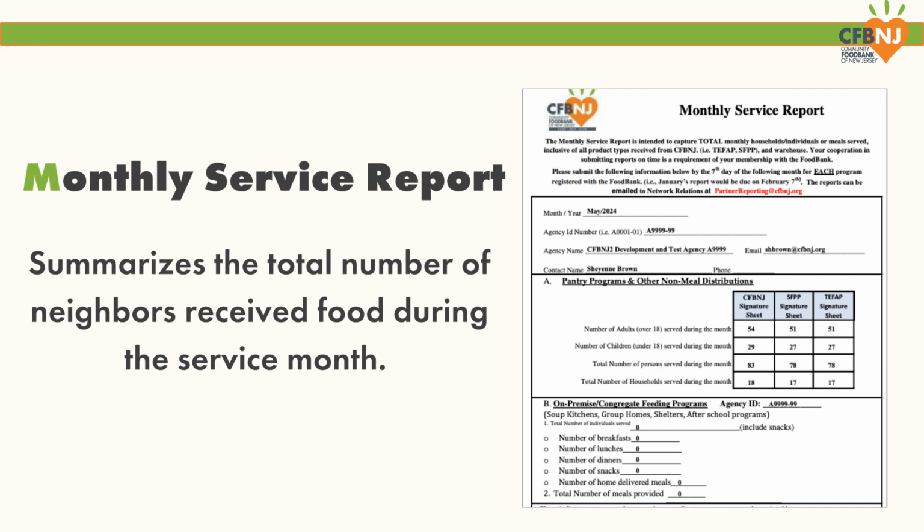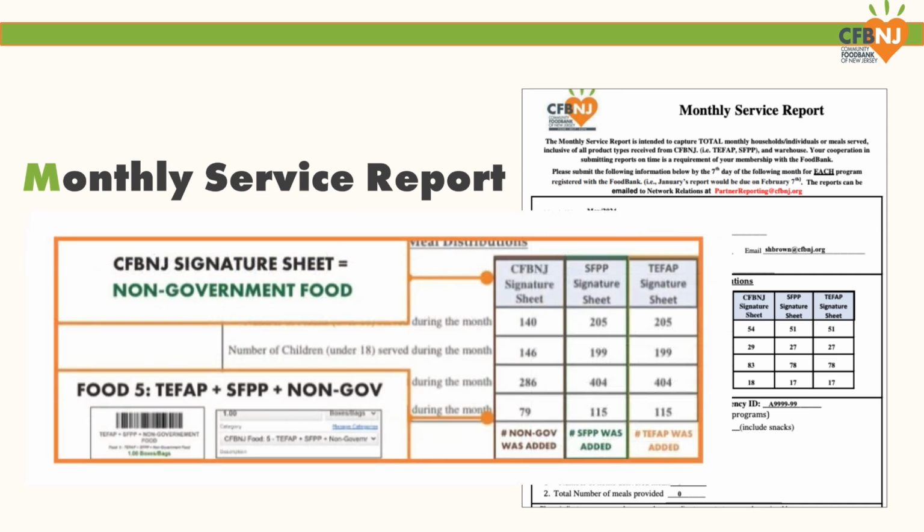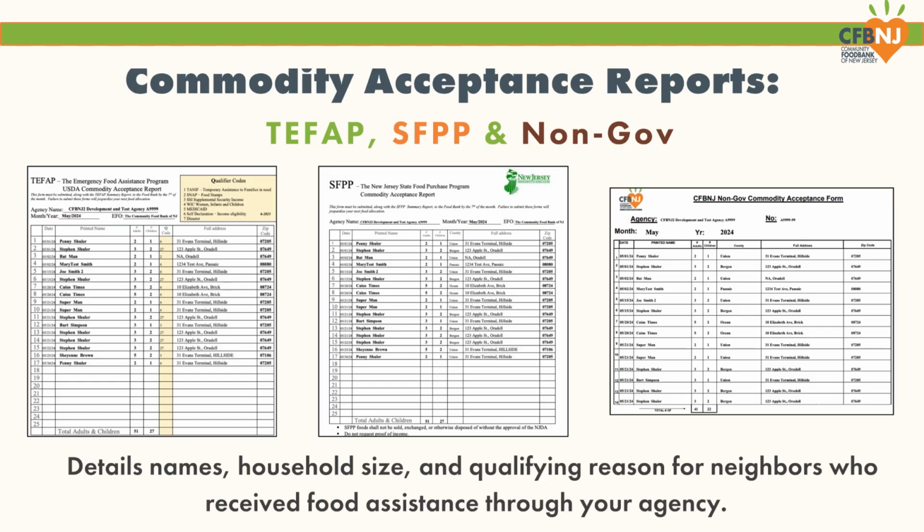This report summarizes the total number of neighbors served, broken down by household demographics, and how each of the 3 food programs were distributed across recipients. The 3 programs, or food categories as they're referred to on Oasis, are TFAP, or USDA, SFPP, and non-gov, or co-op/donated. The commodity acceptance reports detail the names of neighbors who received food from your agency during the service month for TFAP, SFPP, and non-gov respectively.